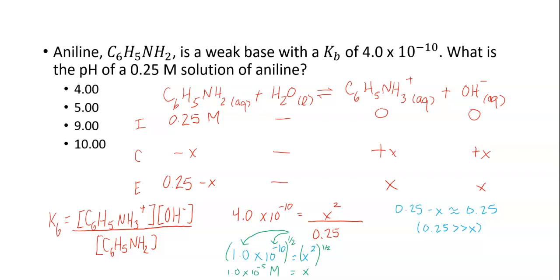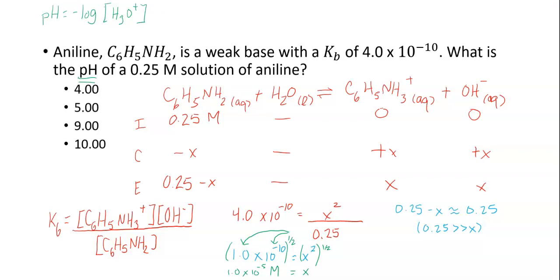So that's x. Now, what is x that is of significance to us? Well, it is equal to the concentration of C6H5NH3+, and it's equal to the concentration of OH-. Now remember, we are trying to find the pH. Whenever you're trying to find the pH, you want to ideally get the H+ or H3O+ concentration, because we know that the pH is equal to the negative log of the H+ or H3O+ concentration. So if I find that concentration, I can take the negative log of that to get the pH.